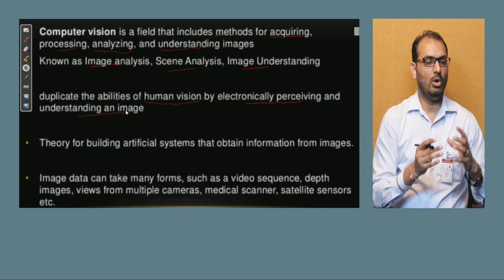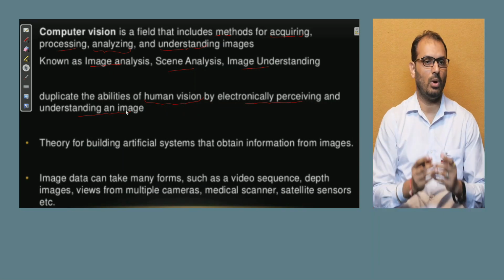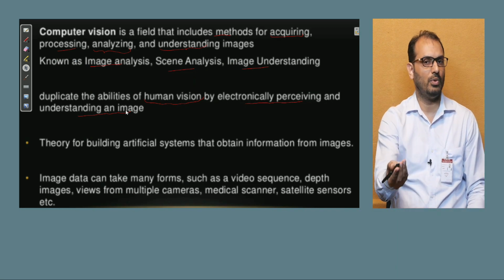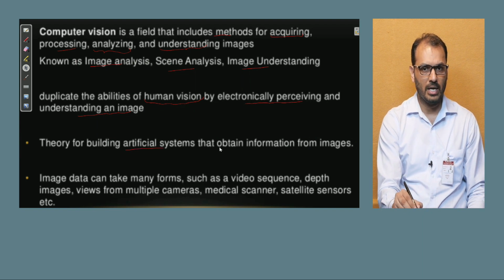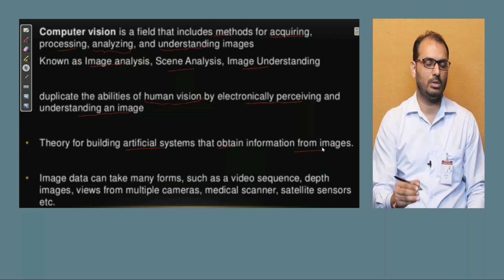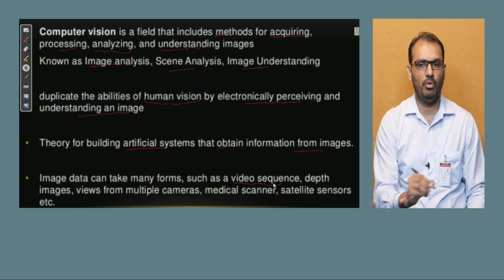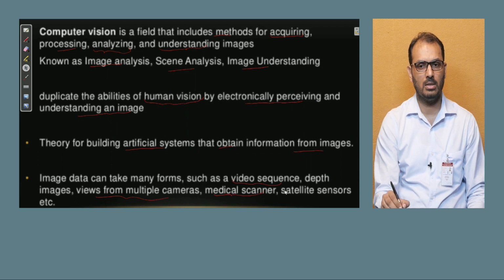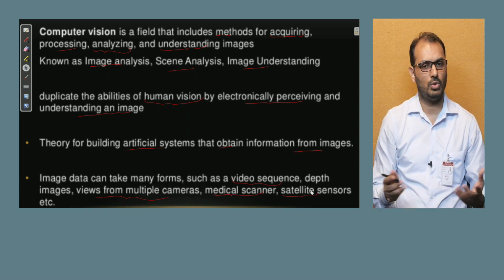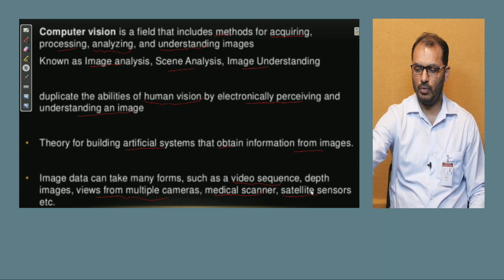I told you how an image is read in the form of pixels, in the form of numerical values, 100 by 100. That is the duplication of human vision. That's true. It is the theory of building an artificial system that obtains information from the image. And last, image data can take many forms. You can take it in the form of an image or a video, views from multiple cameras, medical scanners, satellite sensors. Through different sensors, we can consider the input image for the computer vision process.